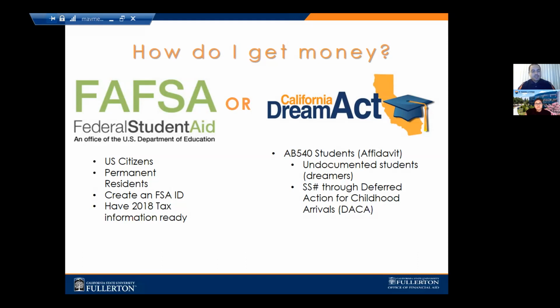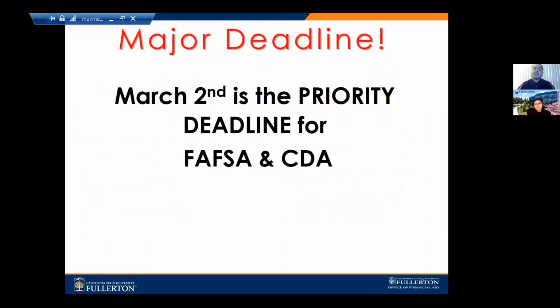And with these two applications, we're able to take all the information that's provided on them and determine what it is that we can offer students. And we'll get into that in just a bit. But before we do that, we want to let all students know that there is a major deadline of March 2nd. And this is what we consider to be the priority deadline for both the FAFSA and Dream Act applications.